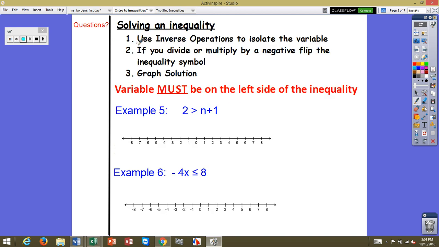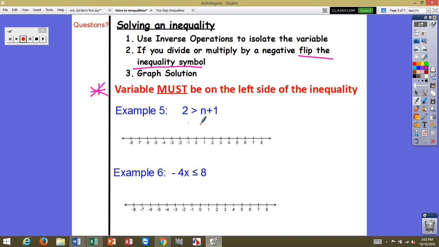Solving an inequality, you simply want to use inverse operations to isolate the variable, just like we would in an equation. If you divide or multiply by a negative, we flip the inequality symbol. Then we graph our solution. We also want to remember that our variable must be on the left side of the inequality.